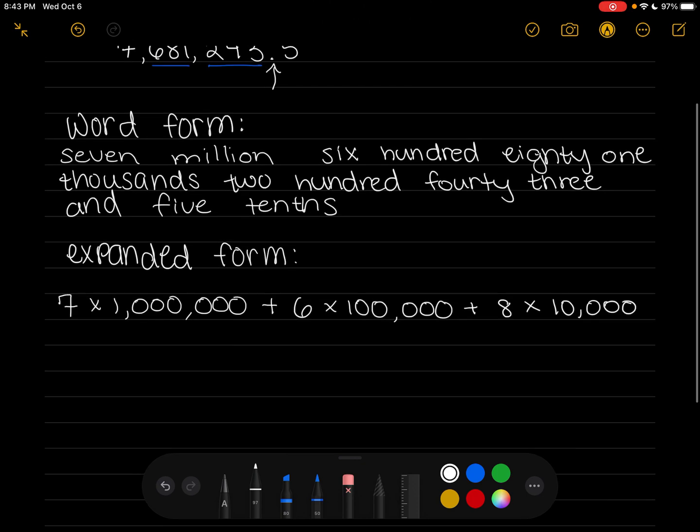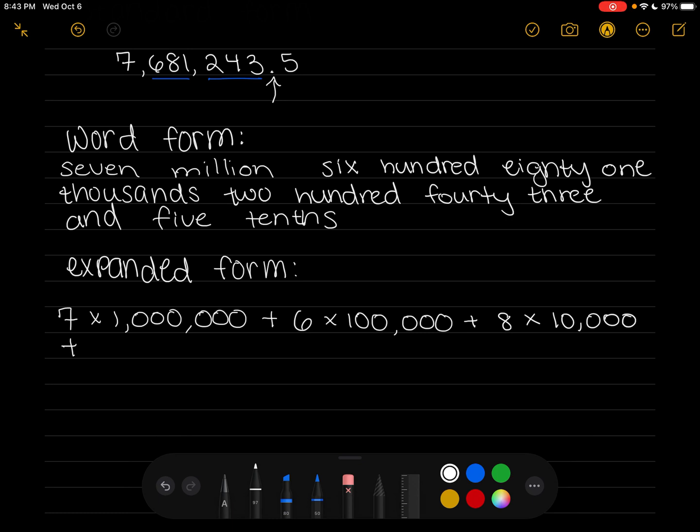To separate that, I will use my plus sign again, and then the next digit, which is 1. The 1 is in the 1,000s place, so I will multiply it by 1,000. Next, I have the digit 2. The 2 is in the hundreds place, so I multiply it by 100. Then I use my plus to separate it, and I have the digit 4 in the tens, so I multiply it by 10. Use my plus to separate again, and here I have a 3. So I'm going to multiply it by 1 because it's in the ones place.